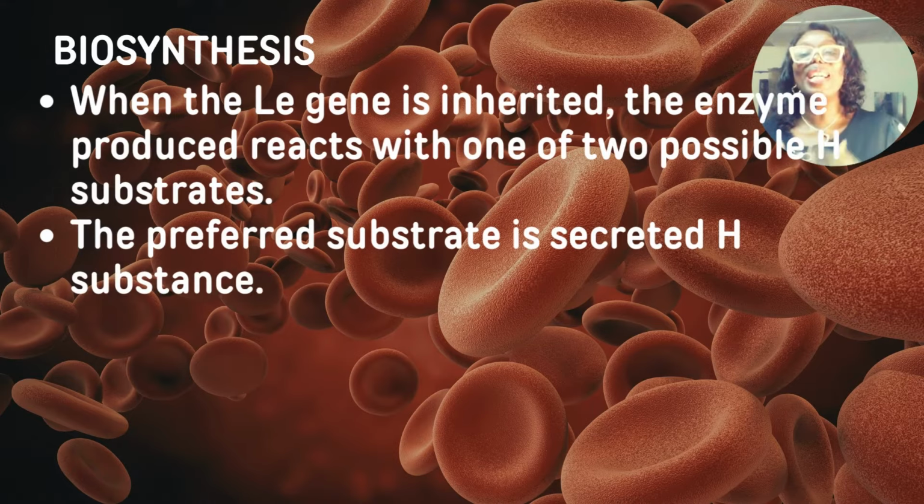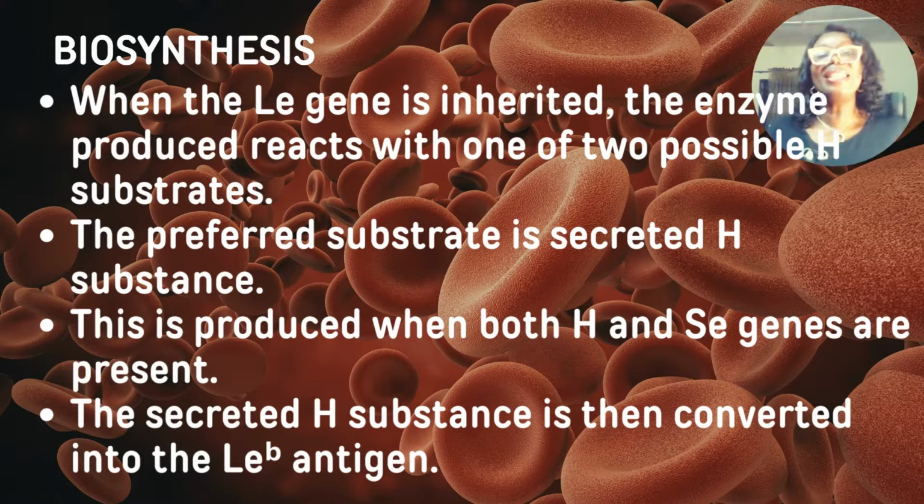And this is produced when an individual has both the FUT1 gene and FUT2 gene, that is, the H and SE genes are present. Then the secreted H substance is converted to Leb antigen. I want you to understand this very well. This is the biosynthesis of Lewis antigens.